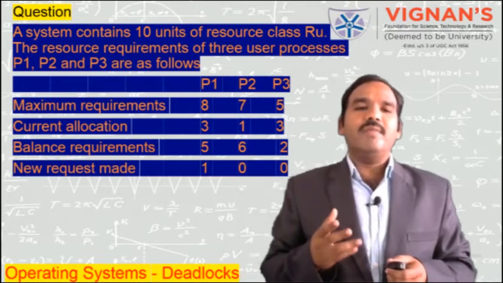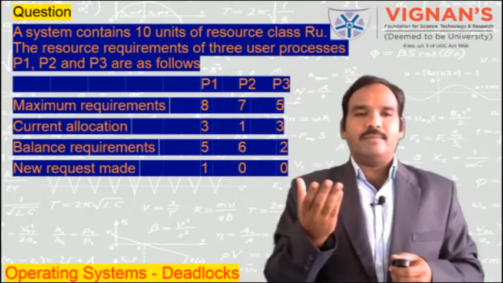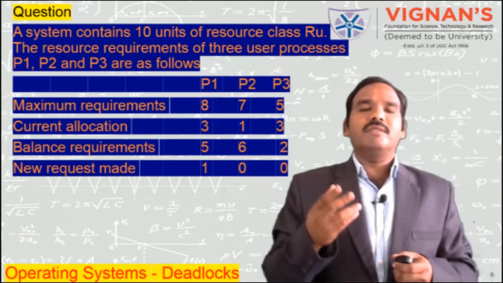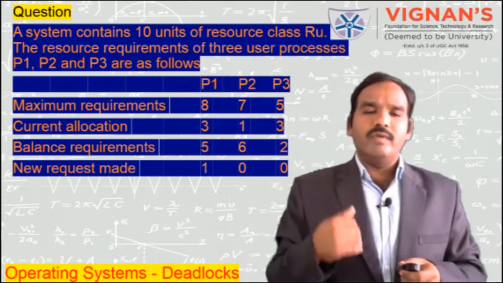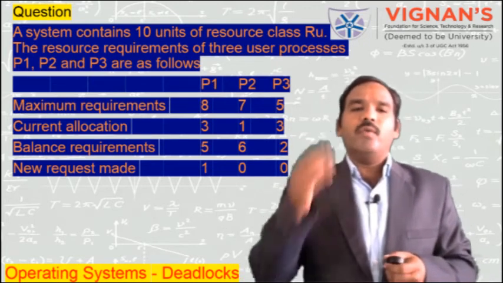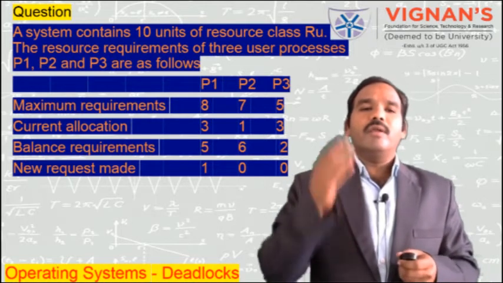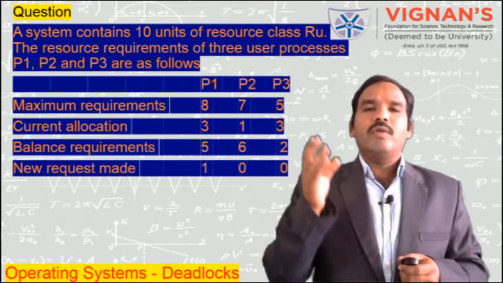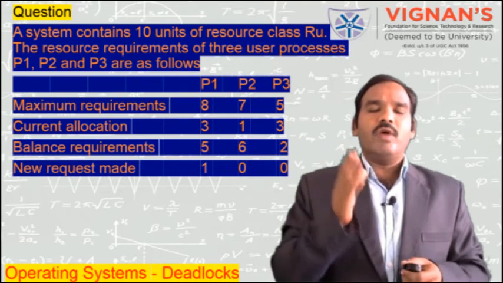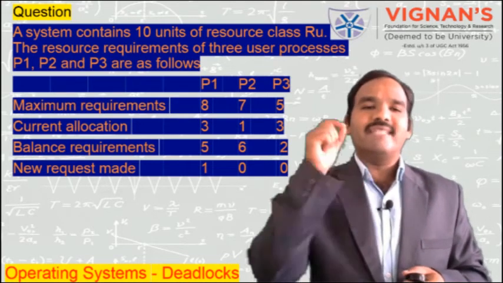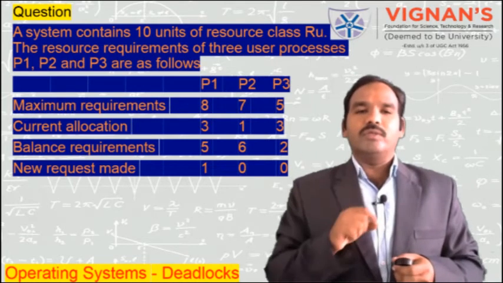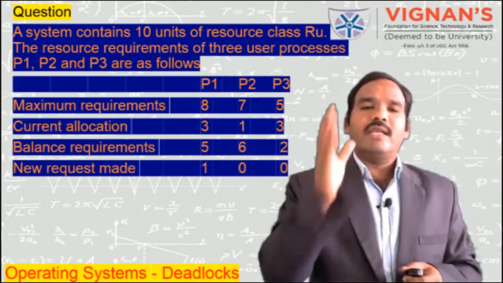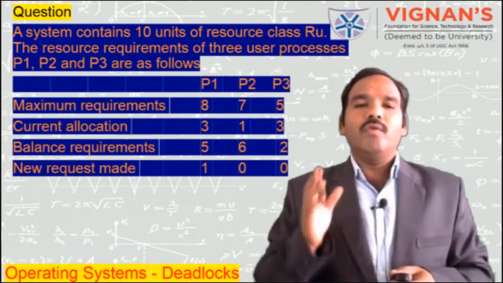That is the information. And coming to the request, a new request is made. Here one process is making a request. We will see in the question: a new request made, one resource for P1. Here what you have to understand is P1 is requesting one resource of type RU. Whether that request can be granted or not, we will see.